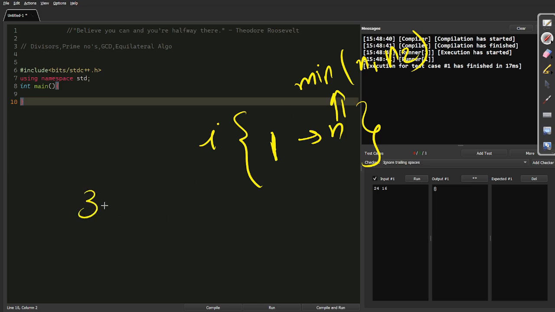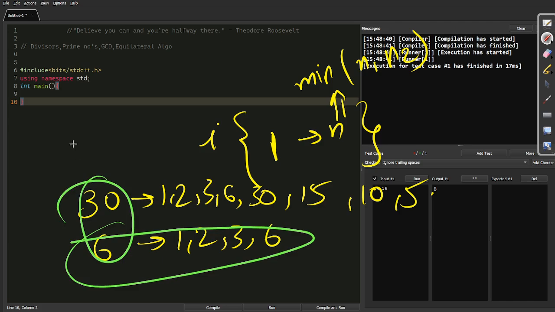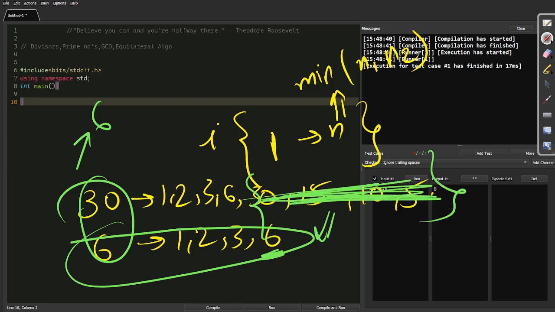I'll show you the GCD of, let's say, 30 and 6. The divisors of 6 are 1, 2, 3, 6 itself. For 30, I go 1, 2, 3, 6, then 30 itself, and 15 twos are 30, 3 tens are 30, 6 fives are 30, and nothing else. You can see the numbers which are greater than 6; the minimum of these two is 6. These cannot be the GCD because these do not appear in the divisors of 6, right? So we cannot consider these for finding the GCD.